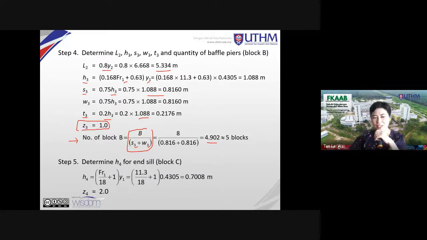Finally, you determine H4, which is the end seal. You just use the formula, which is the Froude number divided by 18 plus 1 times y1. You get 0.7, which is the height of your end seal. Then you need to write this out, Z4 is 2.